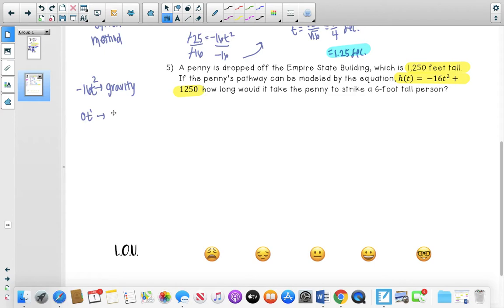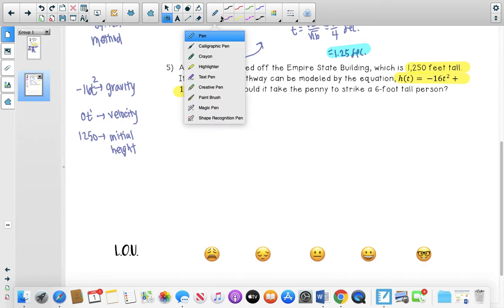If it did, what would that represent? We just talked about it. It would represent the velocity. And the 1,250 represents what? It represents the initial height that this happened. Okay, so that's just the breakdown of how this works.